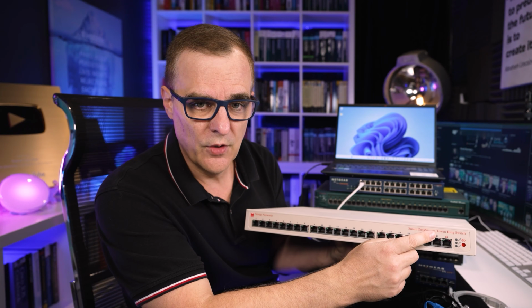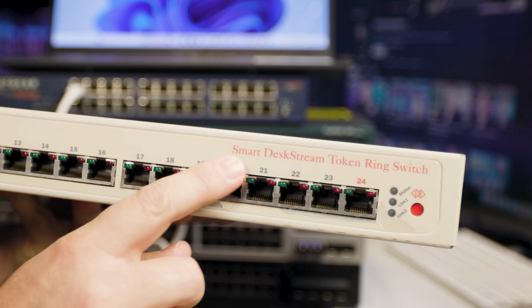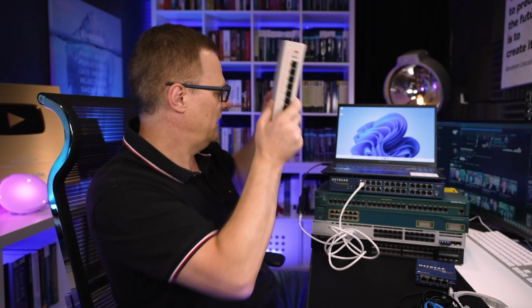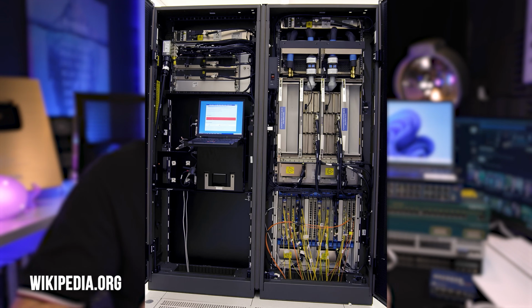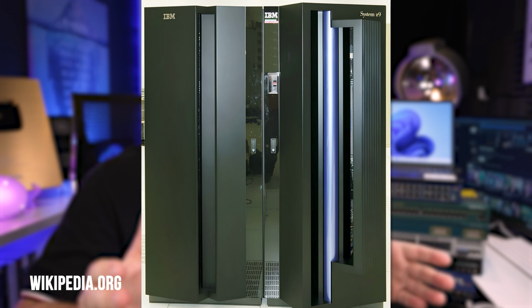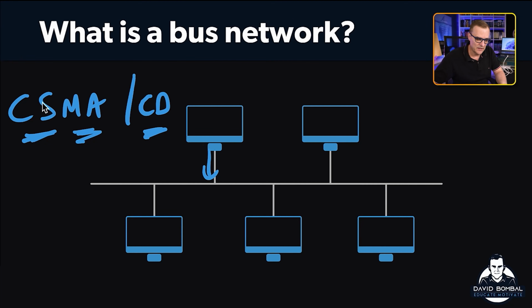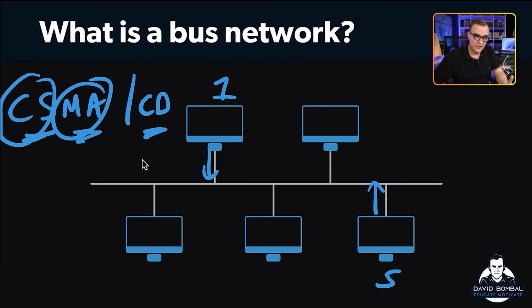But as you can see over here, hopefully, it says Smart Desk Stream Token Ring Switch. This is totally different to Ethernet. It's token ring, not Ethernet. Or in a mainframe environment, the main device or mainframe controls who can talk. That's different in Ethernet. Anyone can talk at any time, but before they talk, they need to make sure that no one else is speaking. But let's say both PC1 over here and PC5 speak at the same time. They both check to see if anyone is speaking. At the moment, no one is, so they both transmit traffic at the same time. Traffic is sent across the network and there's a collision. Then we have collision detection and the devices back off and then try again later.